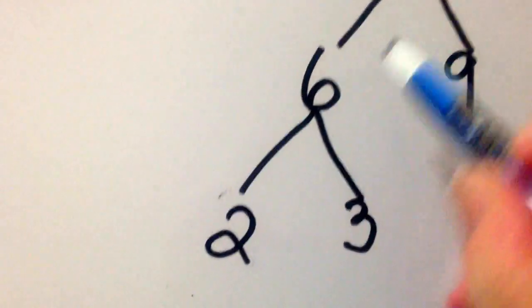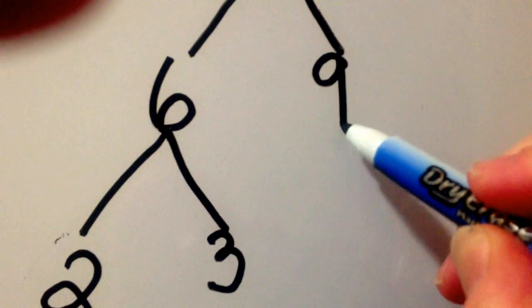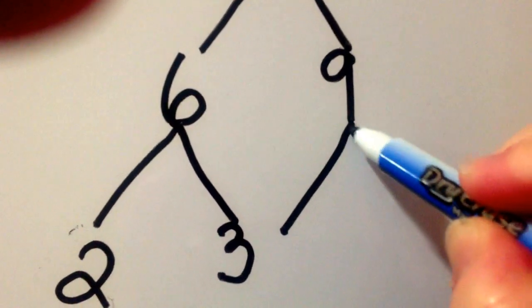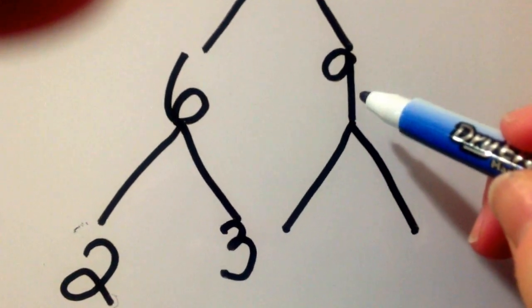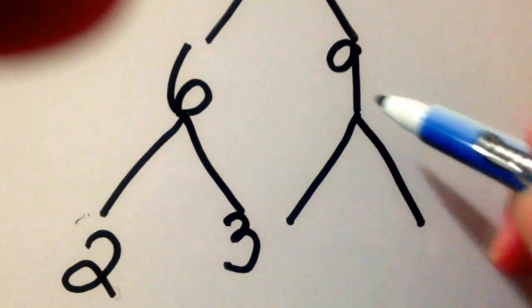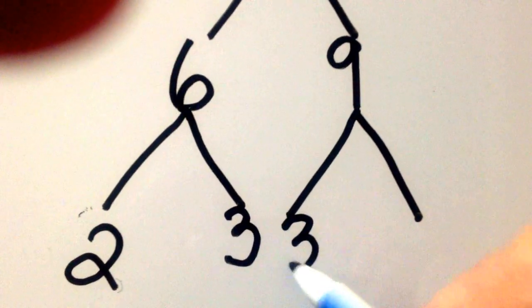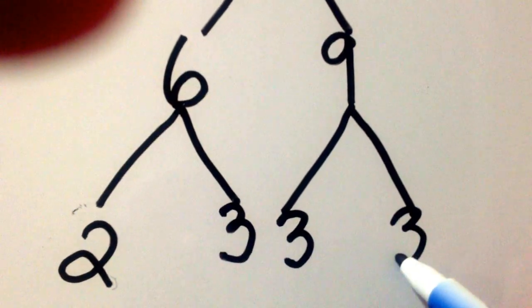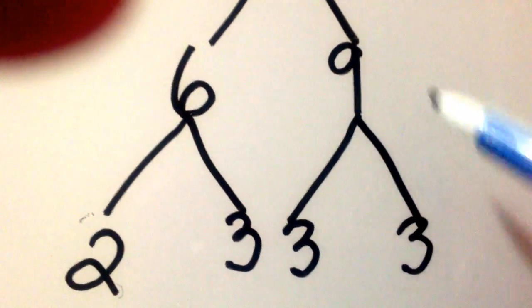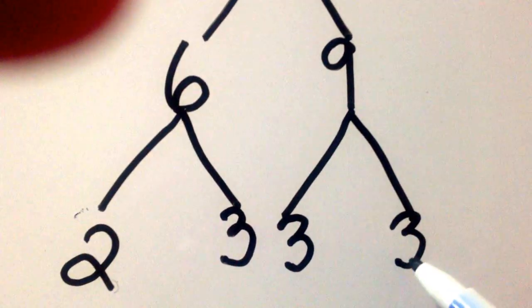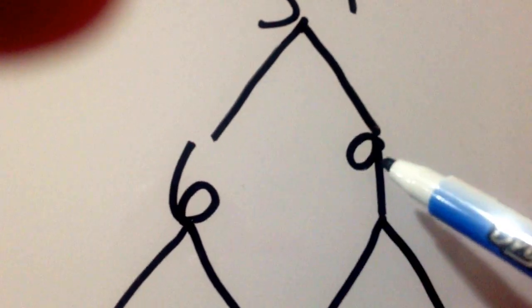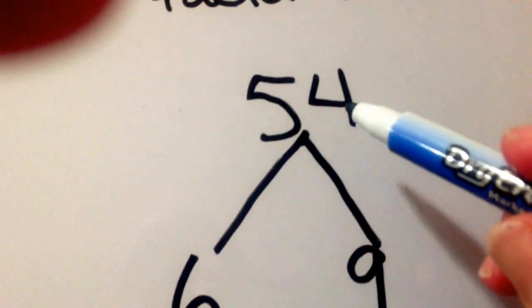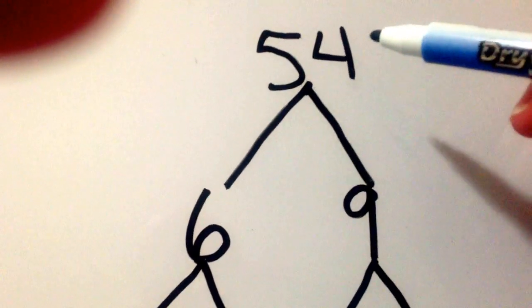So let's go back to our 9. We're going to make branches for our 9. So what two numbers do we multiply to get to 9, besides 1 times 9? And that would be 3. So 3 times 3 is 9. So again on this side, 3 times 3 is 9. 6 times 9 is 54. So both sides of the branches lead us back to our beginning number or our beginning product.